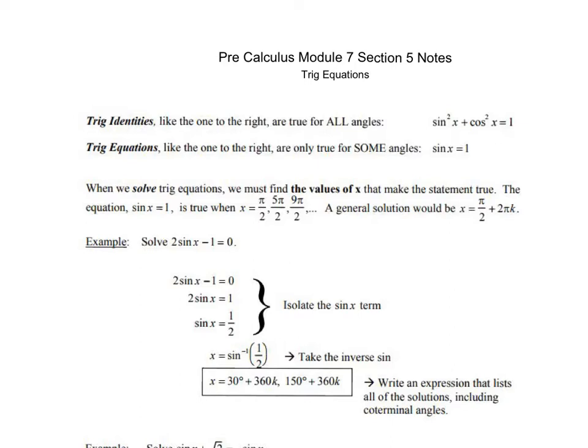So when we solve trig equations, we find the values of x that make the statement true. So for that sine of x equals 1, that's true when x is pi over 2, 5 pi over 2, 9 pi over 2. So we generalize the solution to be x equals pi over 2 plus 2 pi k. That way I can account for all of the coterminal angles with the solution.